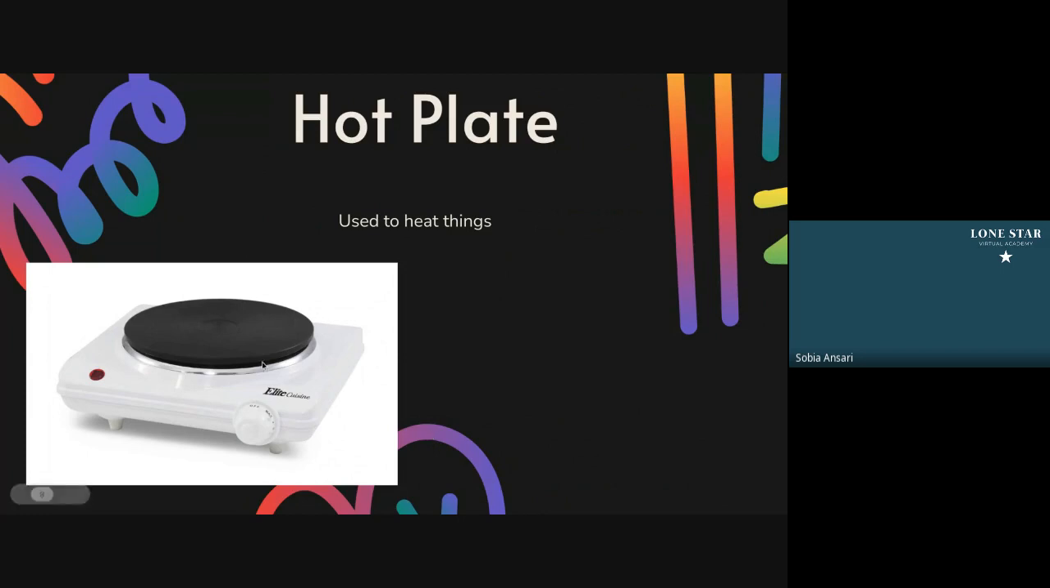So we have this type, which is like the stove top. And then we also have the ones with the coils. So it doesn't matter what type it is, whether it's gas or electric. As long as it's used to heat things, it's going to be called a hot plate.